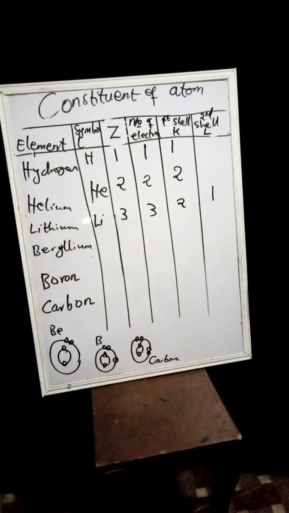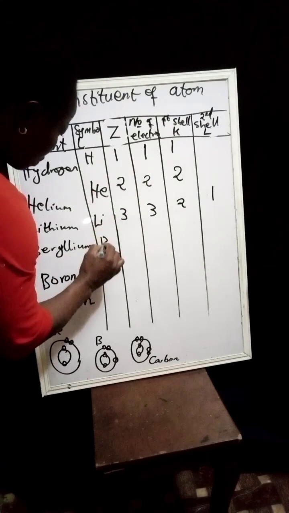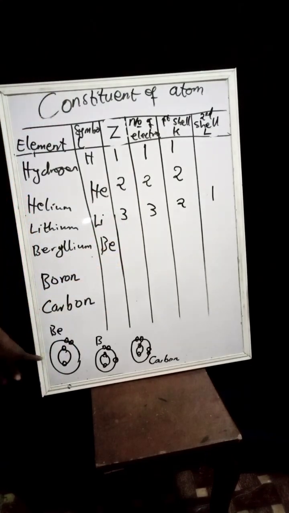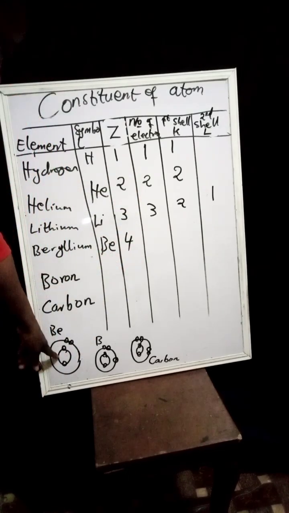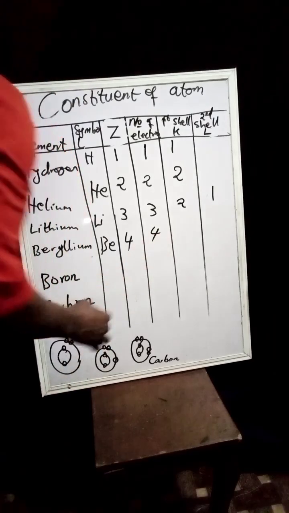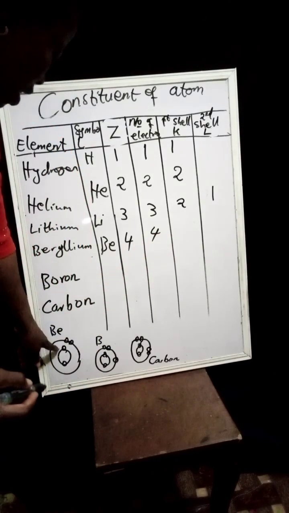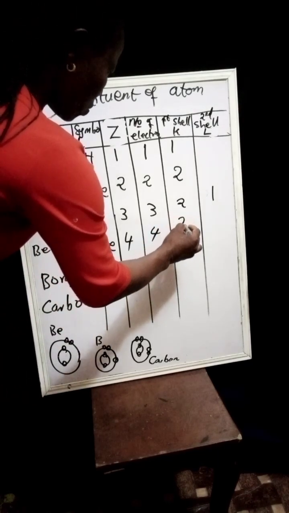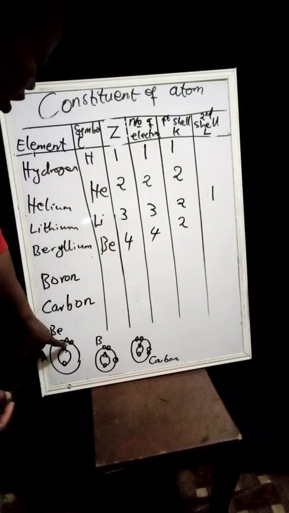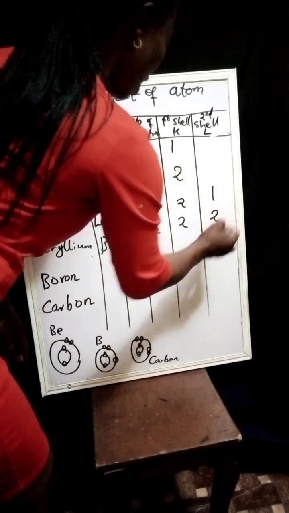Now, let's consider the next element, beryllium. The symbol of beryllium is what? Be. And look at the atomic shell of beryllium. We have hydrogen, helium, lithium, beryllium. So being the fourth element, the atomic number of beryllium is what? 4. The number of electrons is 4. The number of electrons in the first shell of beryllium is what? 2. The number of electrons in the second shell of beryllium is 2.